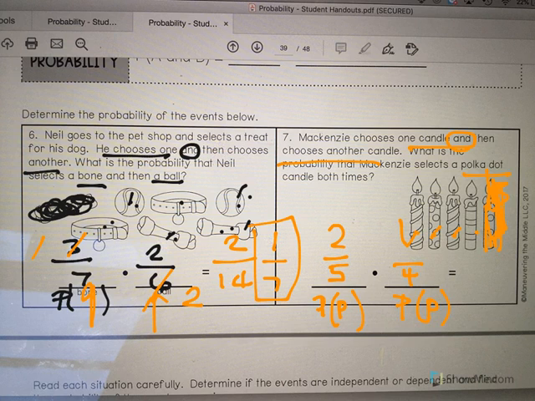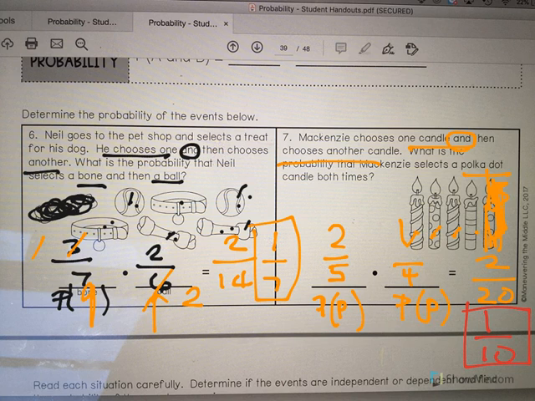So now all we have to do is multiply. 2 times 1 is 2, 5 times 4 is 20. When I reduce, I get 1 over 10 as my answer. Not bad. I think you could do this. I'm so excited for you.